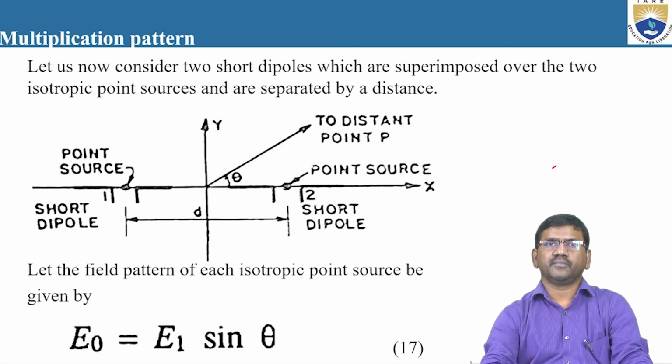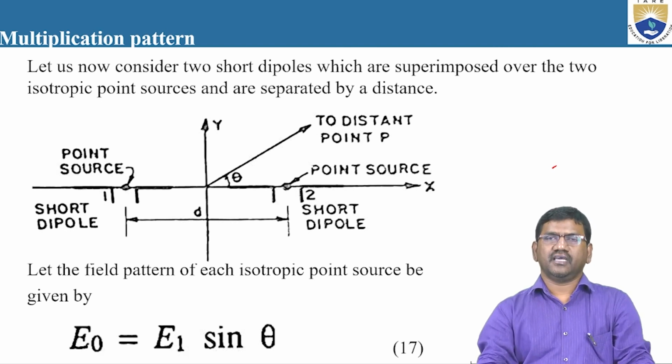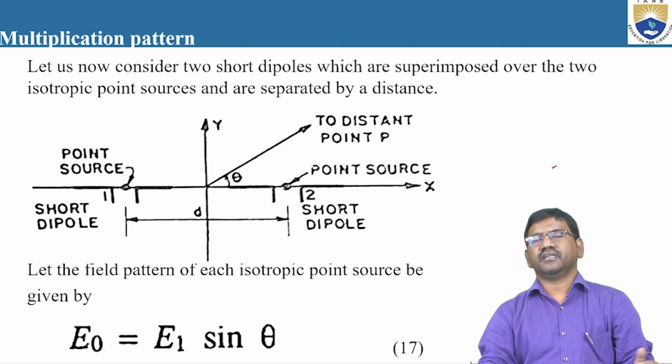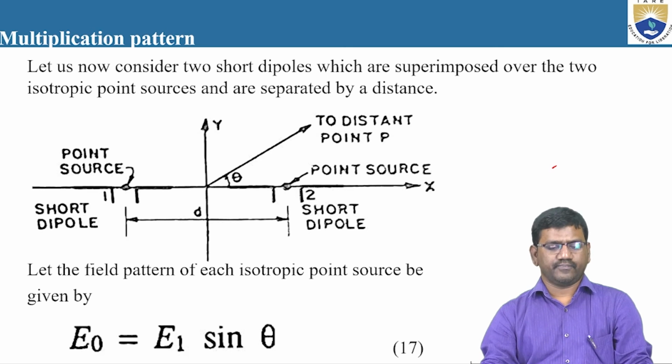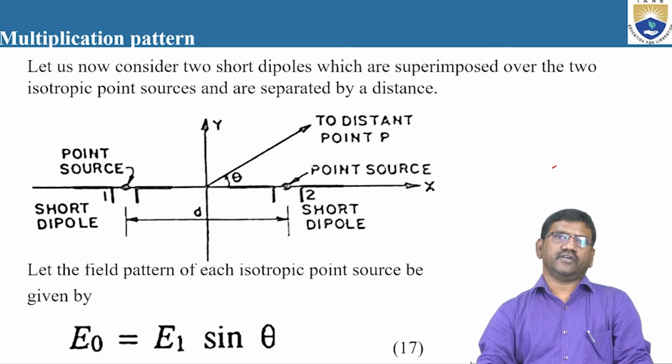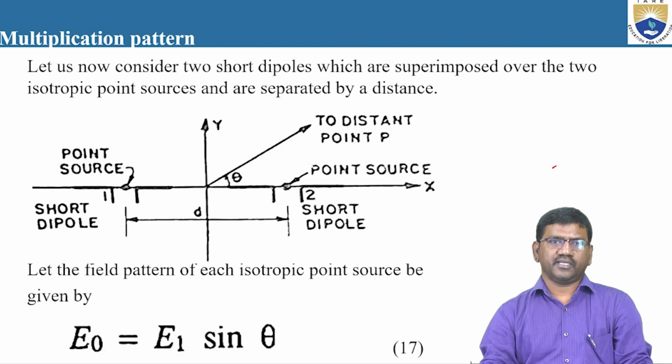That means whether it may be 2 point sources or 4 point sources or 6 point sources or 8 point sources, we can draw the radiation pattern just by inspection. That means we need not do any mathematical analysis as we have done for the mathematical simplification to find out the electric field strength produced by the 2 point sources. Now let us find out some equation for the multiplication pattern considering the 2 point sources.